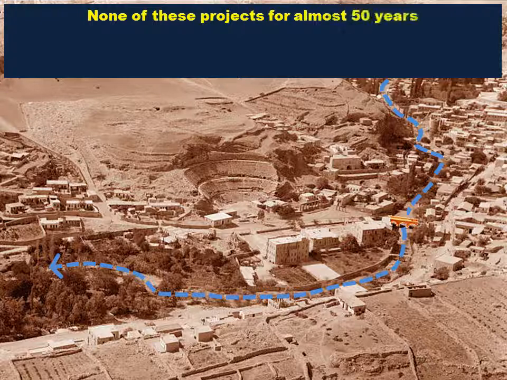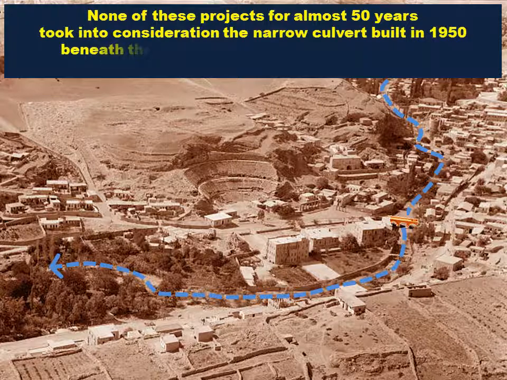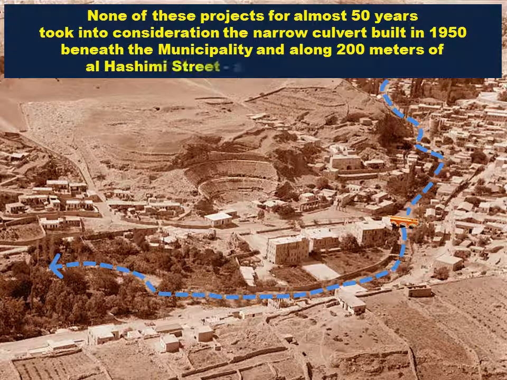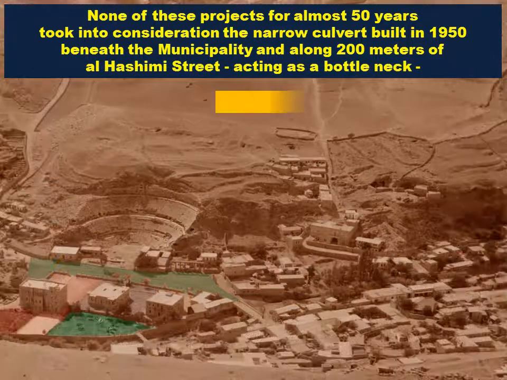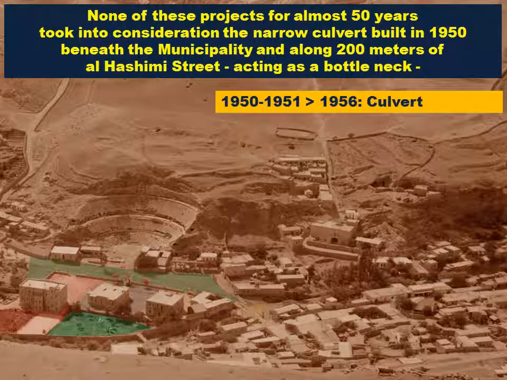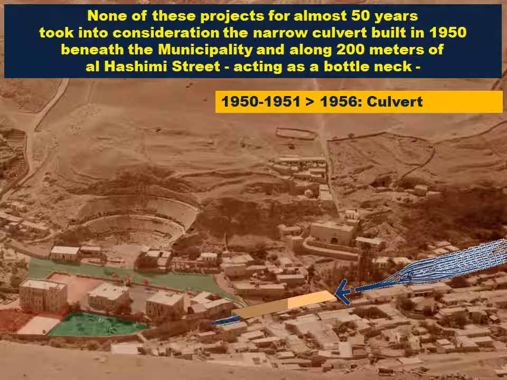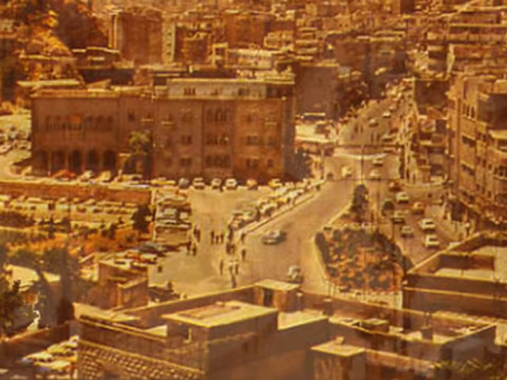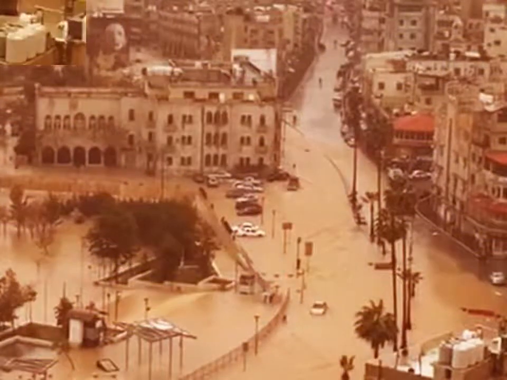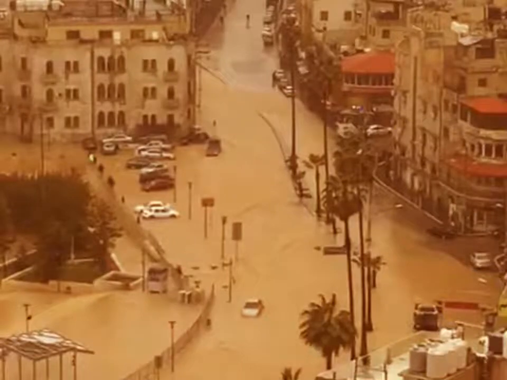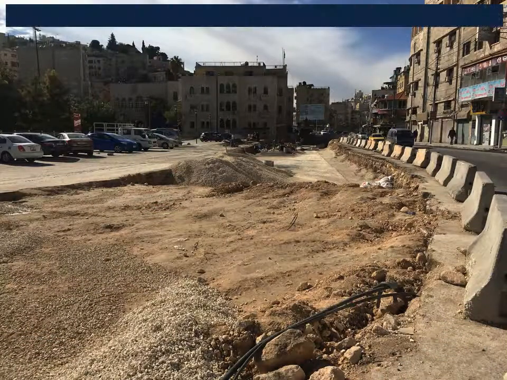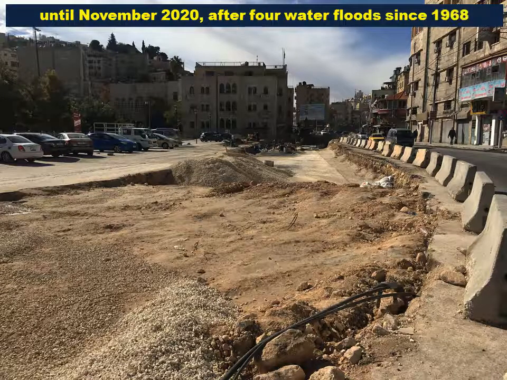None of these projects for almost 50 years took into consideration the narrow culvert built in 1950 beneath the municipality and along 200 meters of Al-Hashimi Street, acting as a bottleneck. Until November 2020, after four water floods since 1968.